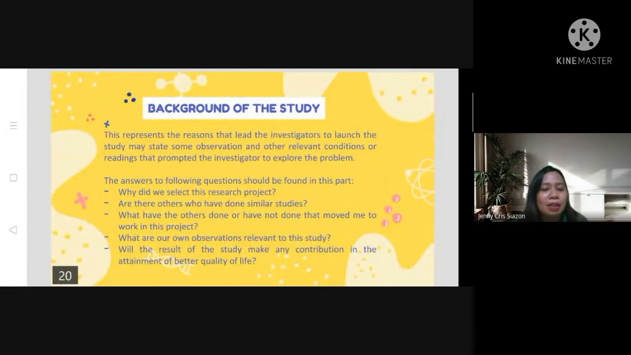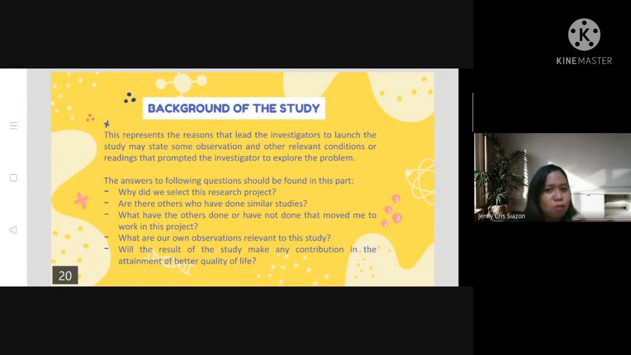So what about the background of the study or your introduction? It represents the reasons that lead the investigators to launch the study, may state some observation and other relevant conditions or readings that prompted the investigator to explore the problem. So it needs answers to the following questions. Why did we select this research project? Bakit kailangan kong gawin ang research project na ito? Bakit ito yung pinili kong research project?